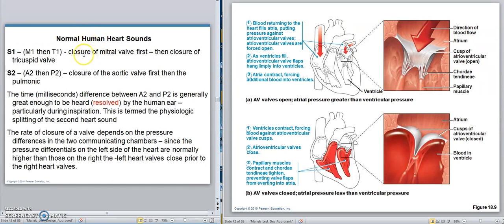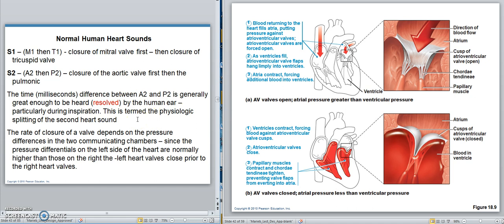At S1, closure of the mitral valve, then the closure of the tricuspid. S2: the millisecond difference between A2 and P2 is generally great enough. A2 is the aortic and P2 the pulmonic. In other words, S1 is subsumed into an M1 for the mitral and a T1, because the mitral does close a little bit ahead of the tricuspid, but not enough ahead for you to hear it by the human ear. But at S2, the A2 generally will close a lot before, so the time difference between that is generally heard by the human ear. This is called the physiologic splitting of the second heart sound.